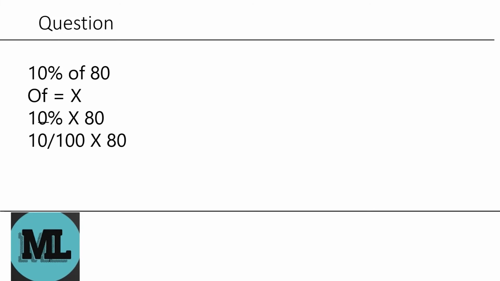You do this question like this. We know what "of" means. Of means times. So we write the question like this. 10% times 80. And now we know what percent means. So we write it down like this, 10 out of 100 times 80, and then we do 10 times 80, which is 800, and finally we do 800 divided by 100, which equals 8.